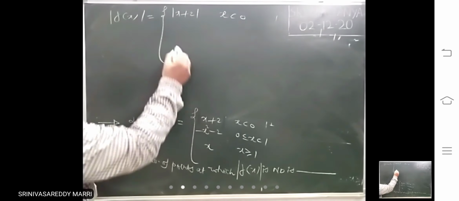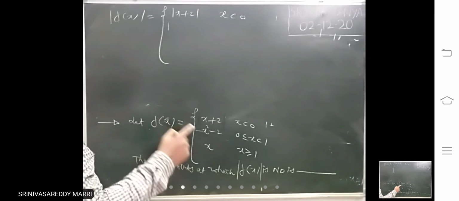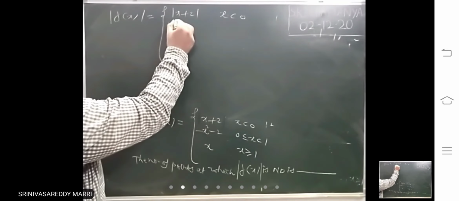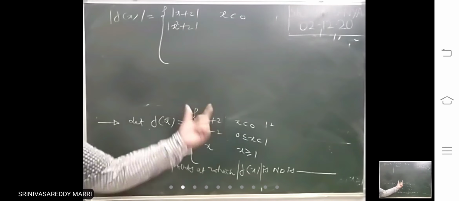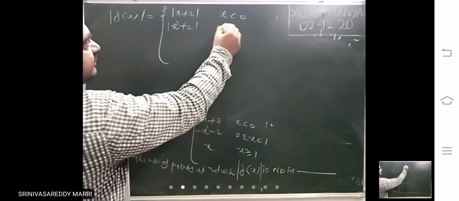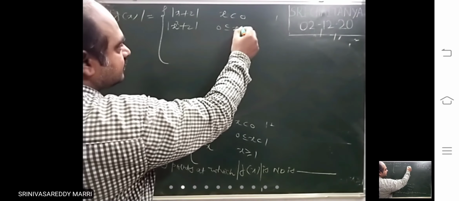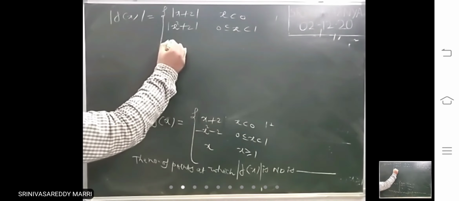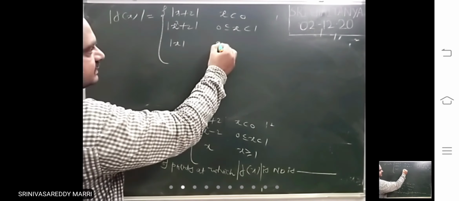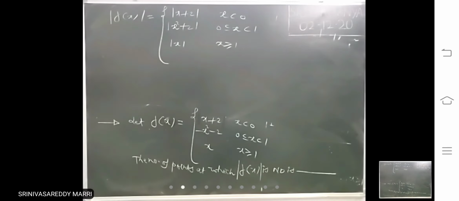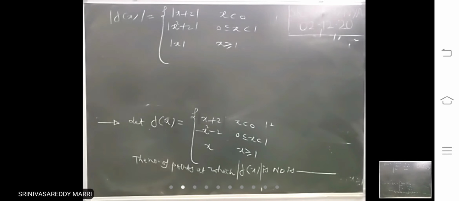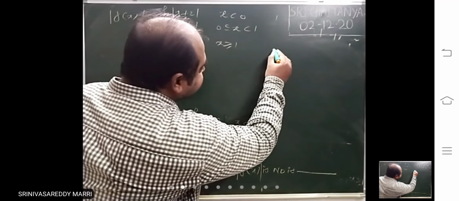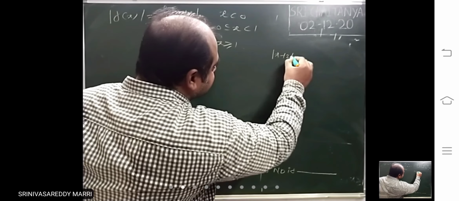If f of x is this, modulus f of x means what? Modulus of this means minus will become plus: modulus of minus of x square plus 2. That is the one between 0 and 1. And this is modulus x for x greater than or equal to 1. Now look at modulus x plus 2. It will have plus x plus 2 and minus x plus 2. Both definitions will be there. Look at what the actual definition of modulus x plus 2 is.